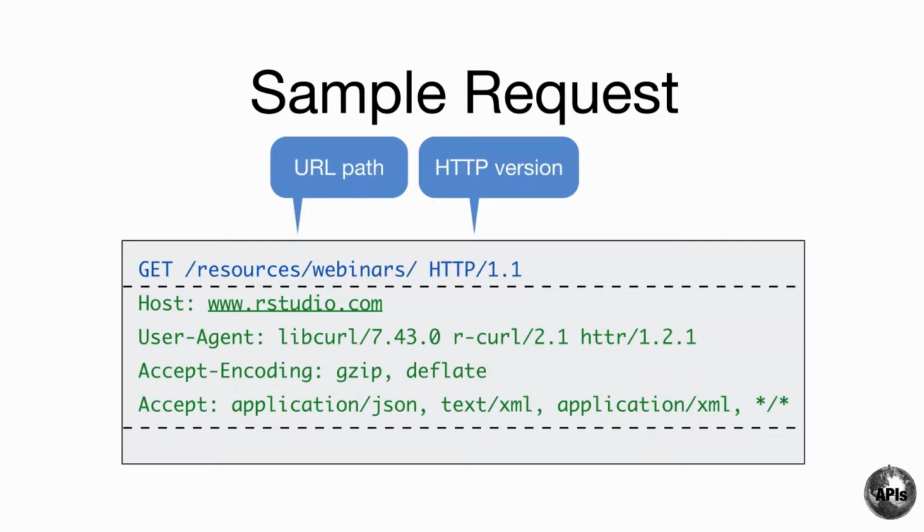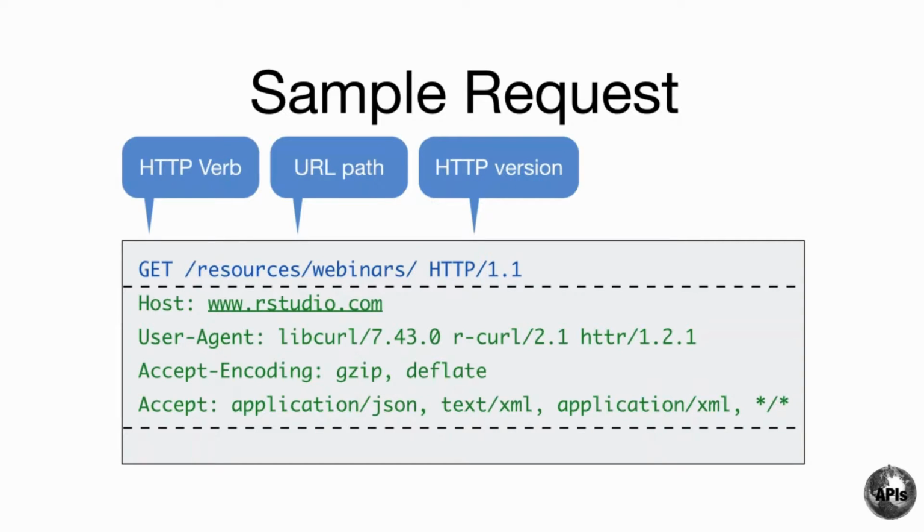Your computer will have already established a connection through a port to the host, which is www.rstudio.com. So the host knows what it is. It just needs to know where in all of its files is the resource you want to know about. And that's the remaining part of the URL. So here, resources/webinars takes you to the webinars page of RStudio.com.